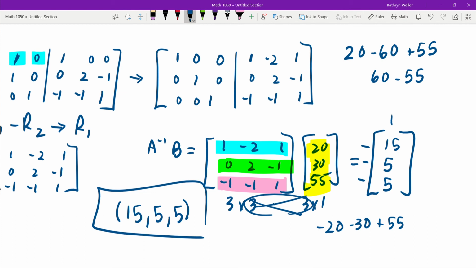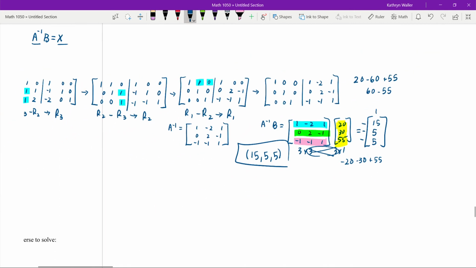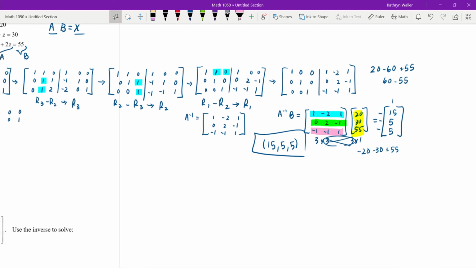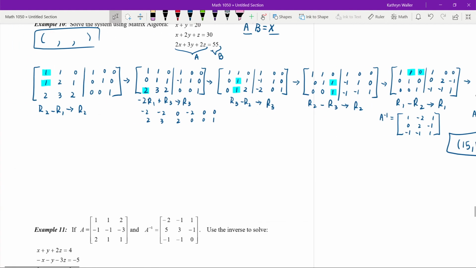It's called matrix algebra. Is this problem checkable? Yes. How fast can I check it? So easy. A minute. This problem took us probably 7 minutes. Is it worth taking a minute to check it? If it's a quiz or a test, you bet. Of course I would. Okay? Question? Go ahead.